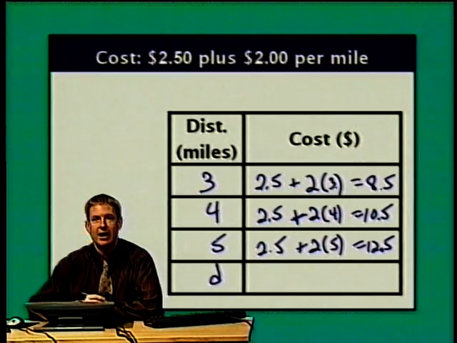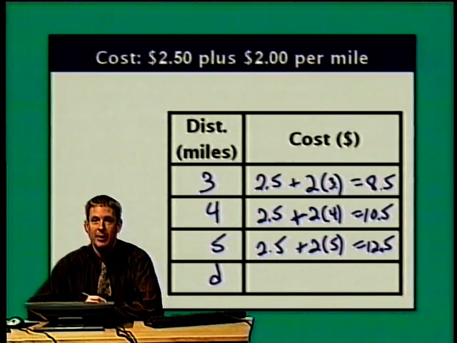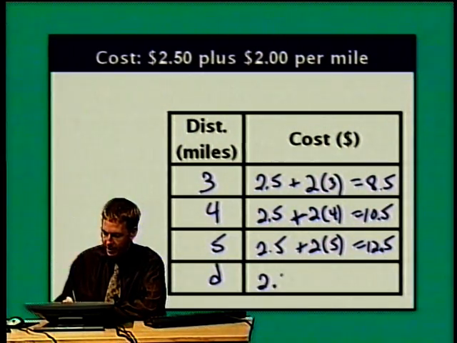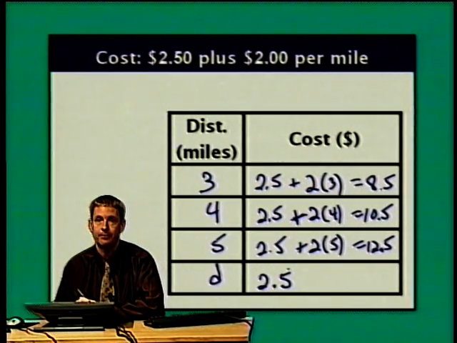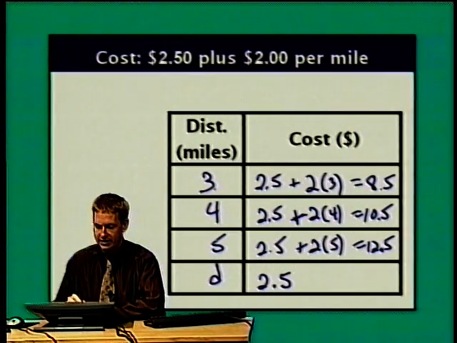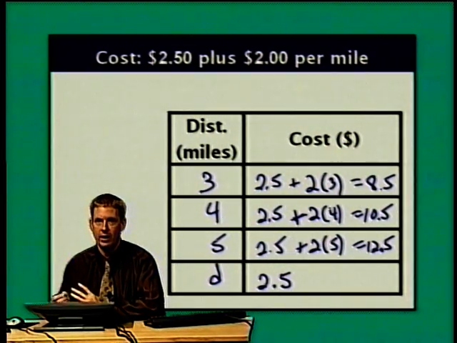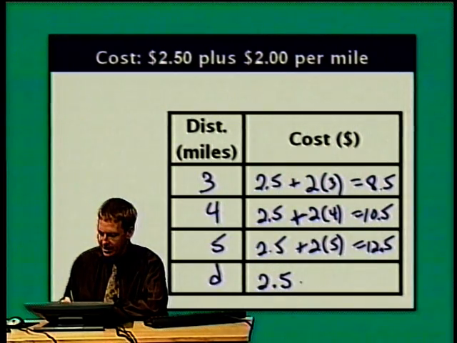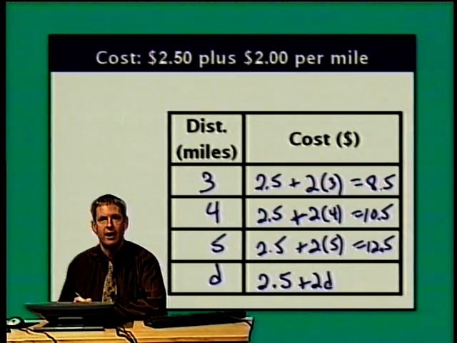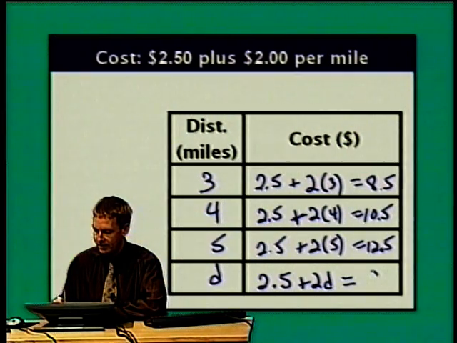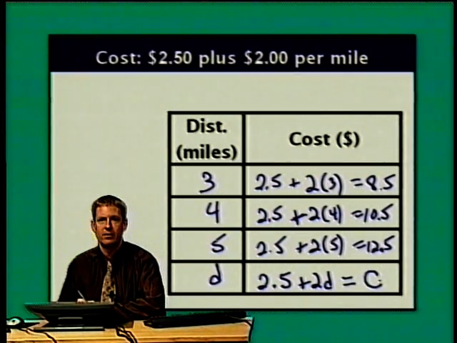Looking at the 3 calculations I performed, I see they have commonalities. In all 3 cases, the cost started off with our $2.50 initial charge. So our formula is going to start with 2.5. Also, in all 3 cases, I added to this 2 times the distance traveled. When the distance was 3, I added 2 times 3. When the distance was 4, I added 2 times 4, etc. So when the distance is d, I need to add 2 times d. And this gives us our cost, which is a capital letter C.